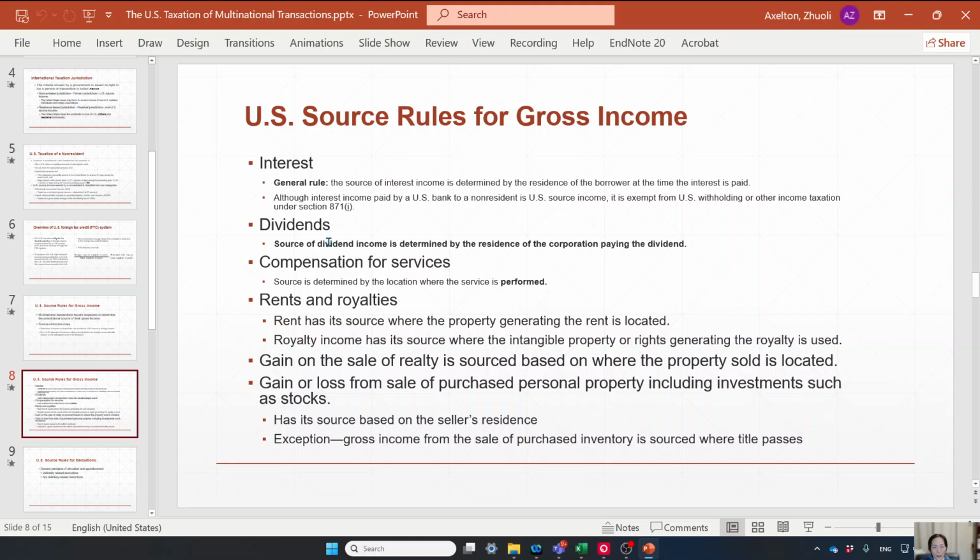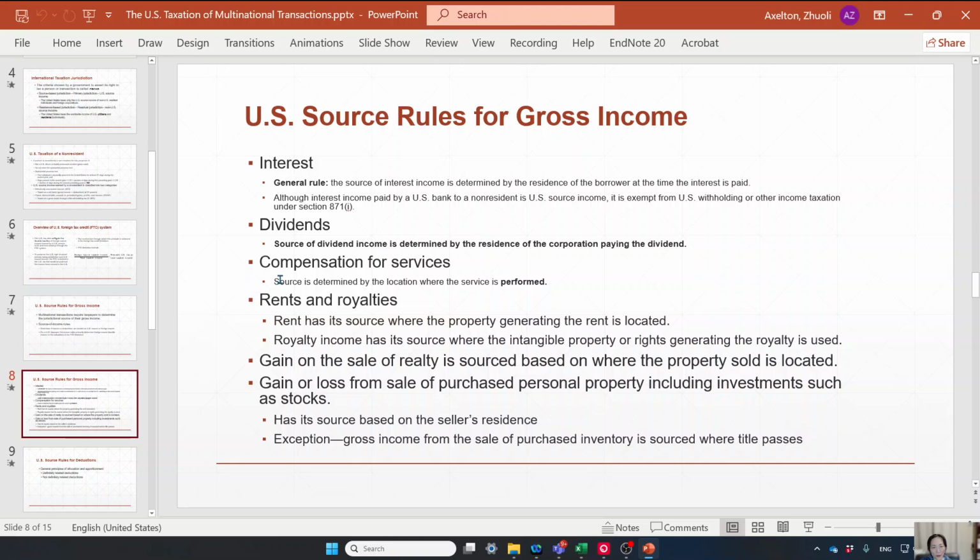And the dividends, the source of dividend income is determined by the residence of a corporation paying the dividend. Whoever is paying the dividend, the residence of the payer will be used to determine the source of the dividend income. So in other words, if a French company is paying the dividend, then the dividend will be sourced to France.